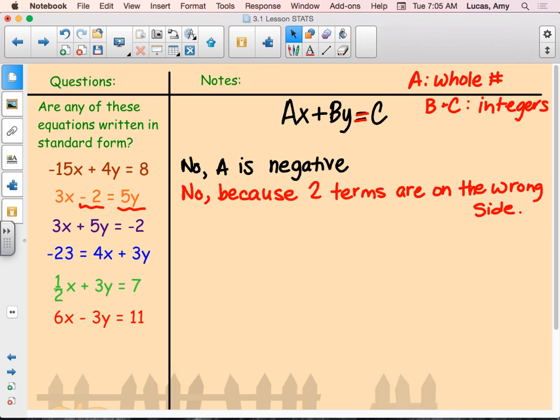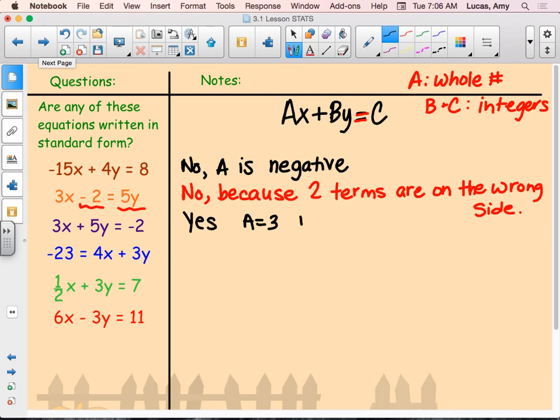The next one looks great. 3x plus 5y equals -2. So yes, this is in standard form. A is 3, B is 5, C is -2. So the order fits and the requirements for what type of numbers they are is perfect. The next one, no, all of the terms are on the wrong side.